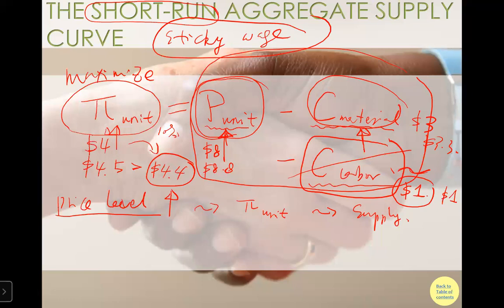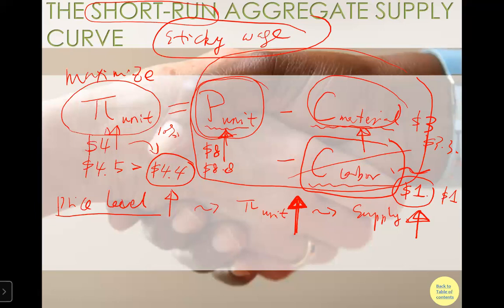So this numeric example shows that in the short run, because the wage is sticky, when there is a price increase, the profit margin is going to increase. And as I mentioned earlier, we assume the sole objective of the business is to increase profit. So that just means they are going to have an incentive to increase supply, because each burger they sell makes more money. Again, this is happening in the short run.